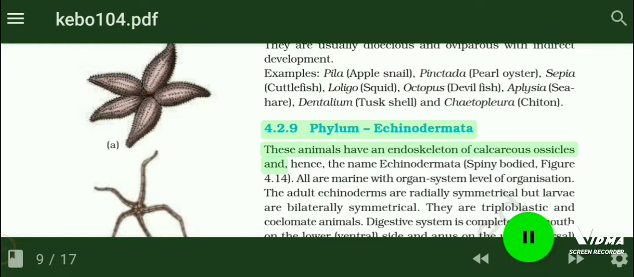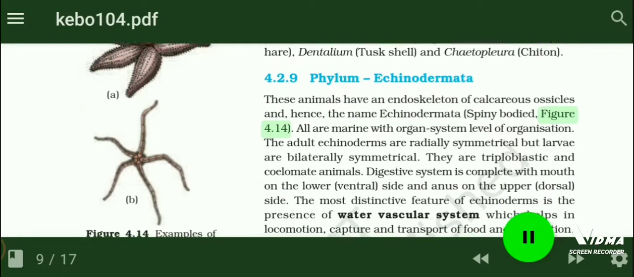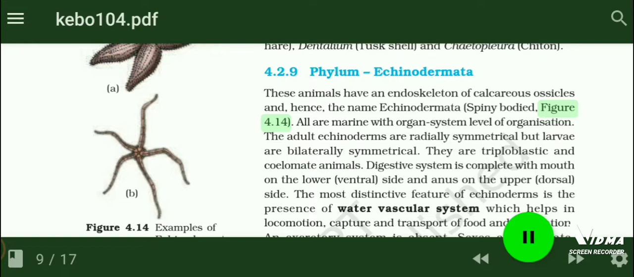4.2.9 Phylum Echinodermata. These animals have an endoskeleton of calcareous ossicles and, hence, the name Echinodermata (spiny-bodied), Figure 4.14. All are marine with organ system level of organization. The adult echinoderms are radially symmetrical but larvae are bilaterally symmetrical. They are triploblastic and coelomate animals.